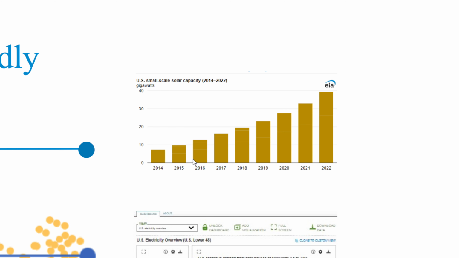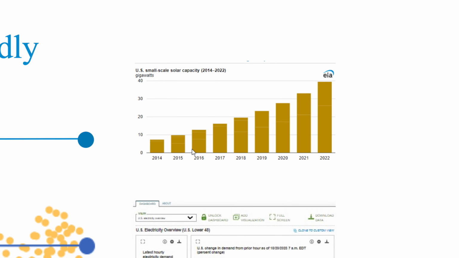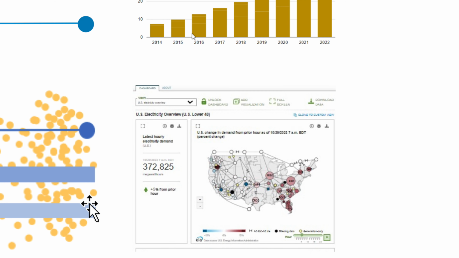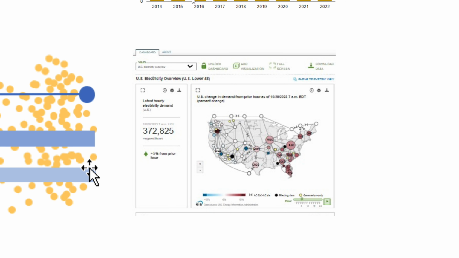So the key is that instead of just producing simple graphics that tell the story, we need to be thinking in a much more sophisticated way about dashboards. How do we selectively reveal information to stakeholders in a way that allows them to derive their own insights?